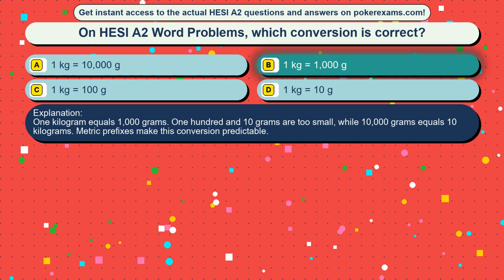1 kg equals 1,000 grams. 10 grams is too small, while 10,000 grams equals 10 kilograms. Metric prefixes make this conversion predictable.